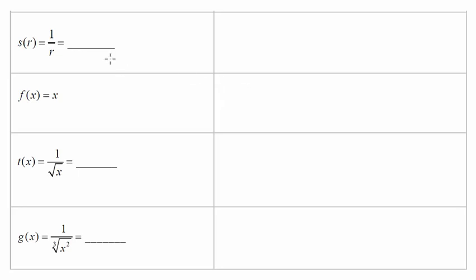All right, 1 over r would be r to the negative 1. So if I want to take that derivative, let's call this s prime of r. I'm going to bring down my negative 1, r to the negative 2. Okay, which is equivalent to negative 1 over r squared.